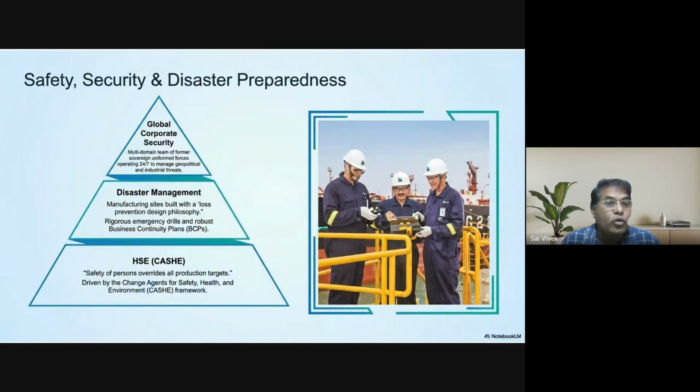And the next one is global corporate security, a multi-domain team of former sovereign uniformed forces. These operate 24/7 to manage geopolitical and industrial threats. This is at the highest level. Global corporate security is provided. So this way, safety, security, and disaster preparedness are part of RIL. This is what is presented by RIL in that CSR report. See how strong and powerful, how positive this report is. A very nicely prepared report.